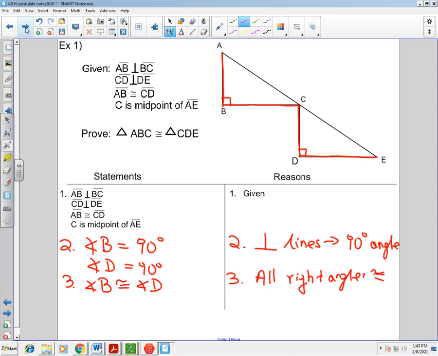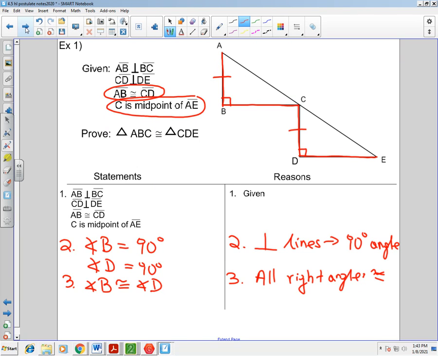Okay, so far I have a pair of angles, right angles. Now, what else do we know? We know that AB is congruent to CD. And I didn't mark the picture yet, so please mark it. And that was given. And also this was given.